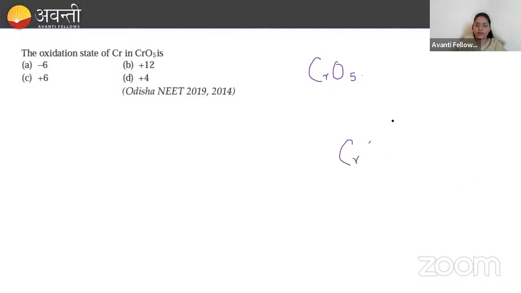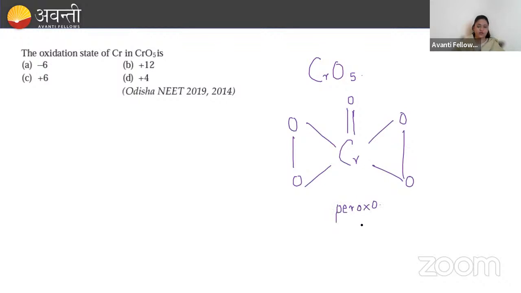Okay, chromium like this way, then oxygens are like this way, and this is the head of the butterfly. Oxygen, oxygen, oxygen, oxygen. This is the peroxo linkage present here. Okay, not peroxy, peroxo. Peroxo bonds are present here, 1, 2. These are the peroxo bonds present here, and due to these peroxo oxygens, they contribute to the oxidation state by -1.